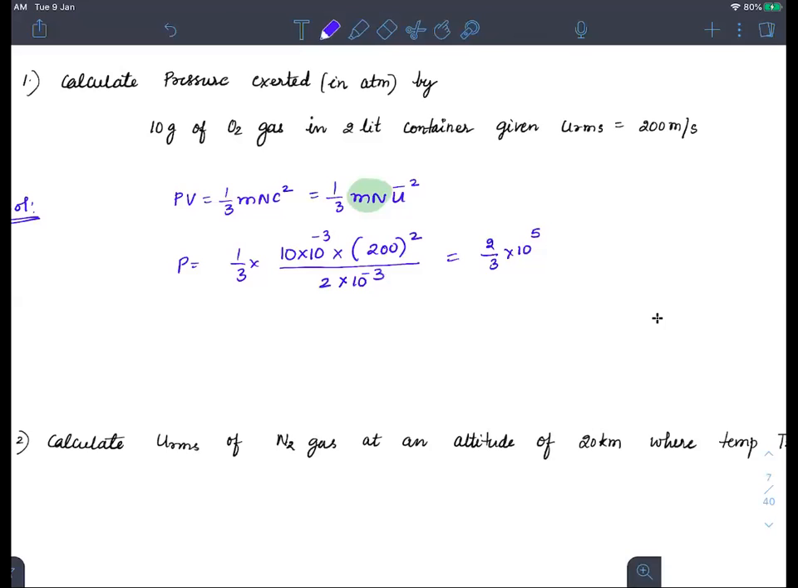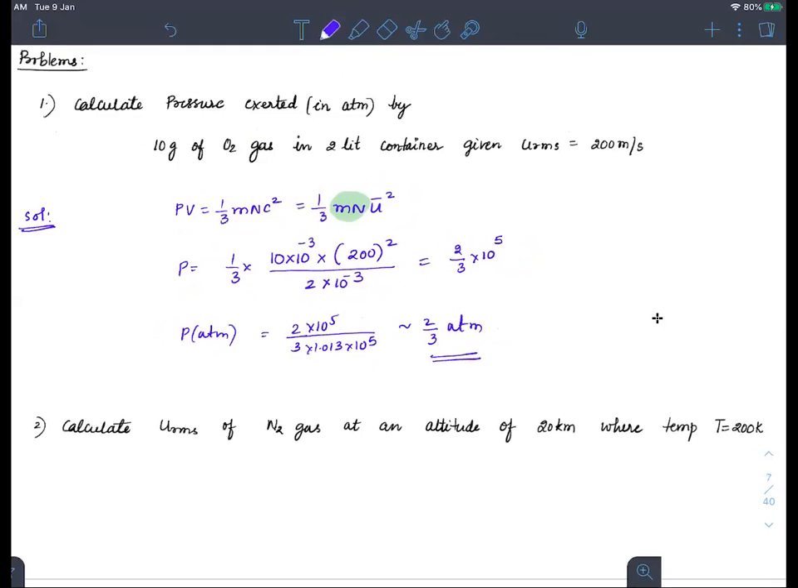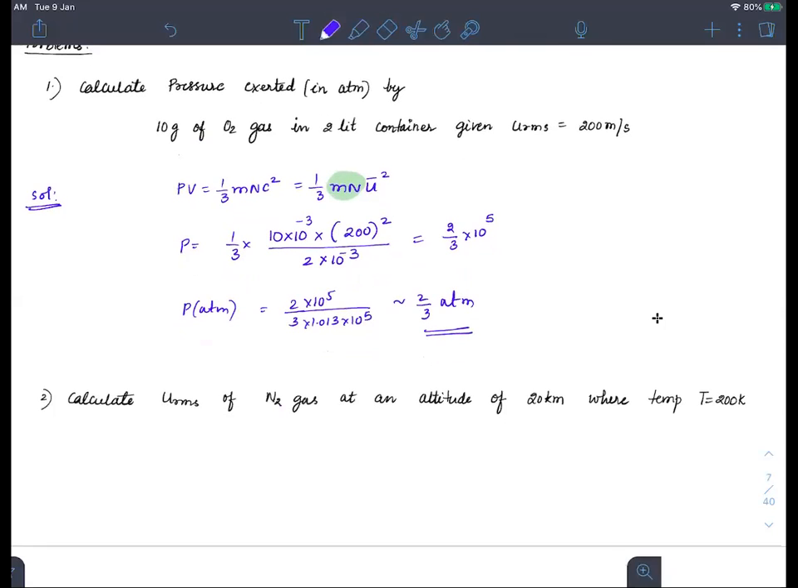And if you want that in atm, I would be dividing this term 10 raised to power of 5 by 1.013 into 10 raised to power of 5. So it is approximately 2 by 3 atm. I want all of you to understand the unit conversions carefully. You have to do everything in SI system only. I guess all of you understand that? Can you explain again?